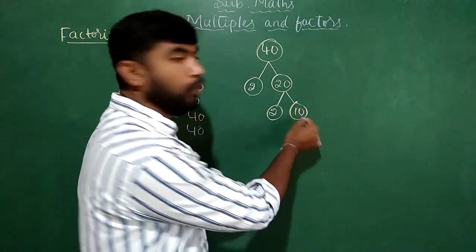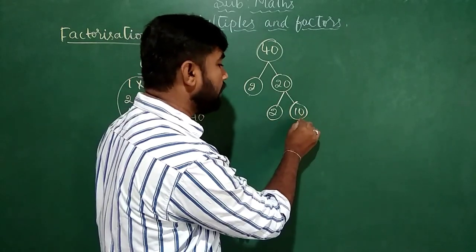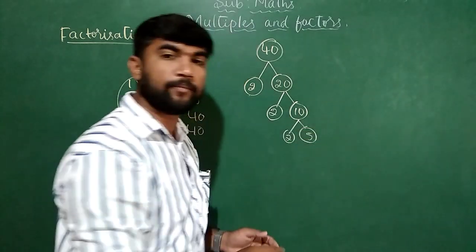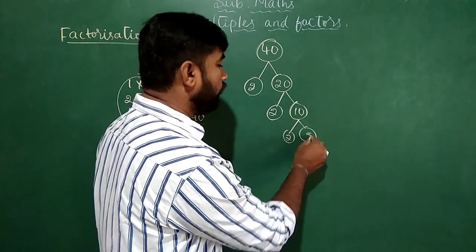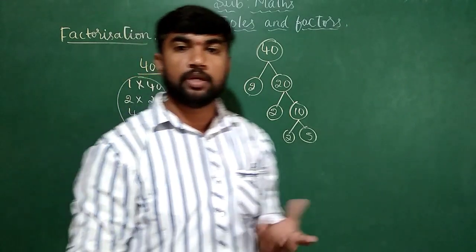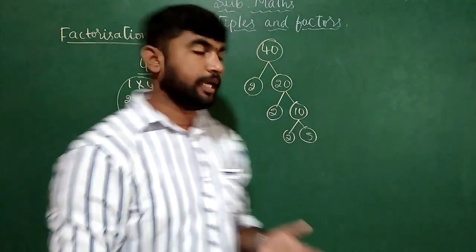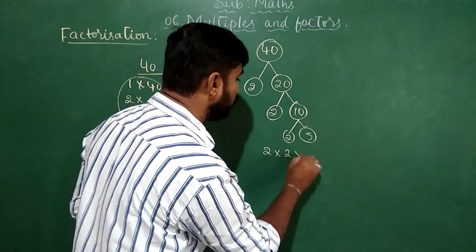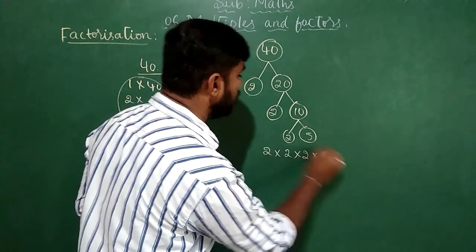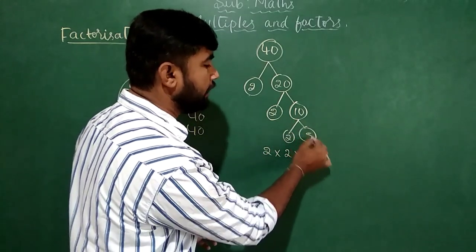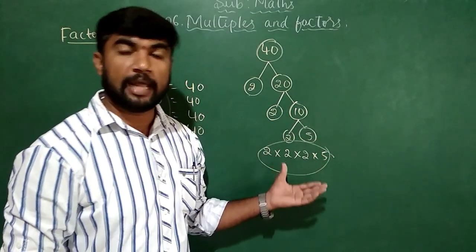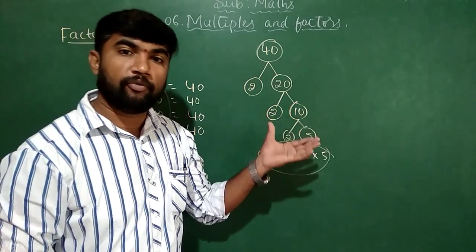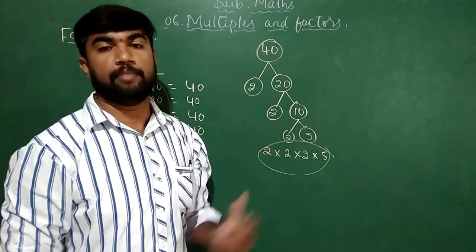Here we got 2 values, 2 and 10. Again 2 is a multiple of 2. Yes, 2 times how much is 10? 2 fives are 10. Again 5 is a multiple of 5 itself only. So we got 2, 2, 2, 5, that means 2 into 2 into 2 into 5: three 2s and 5. So these are the prime factors for the given number 40. This is the factor tree method to find the prime factors.